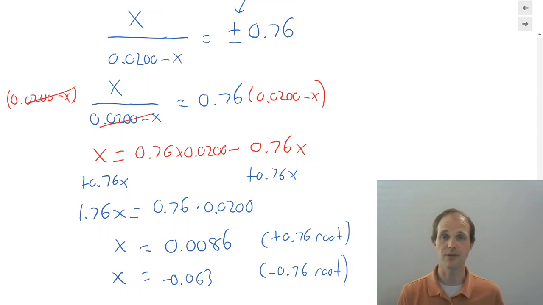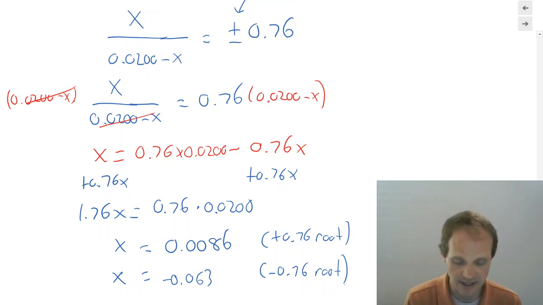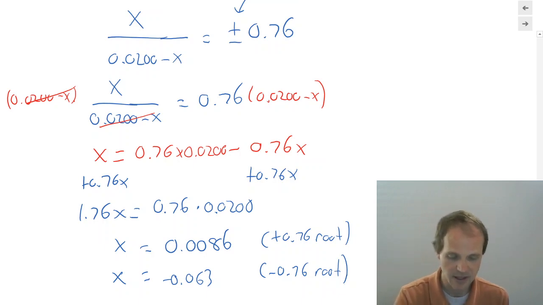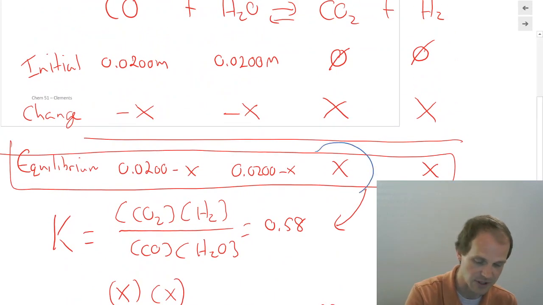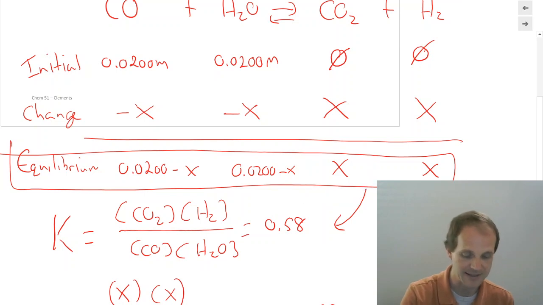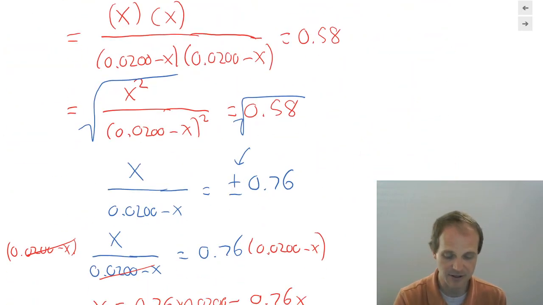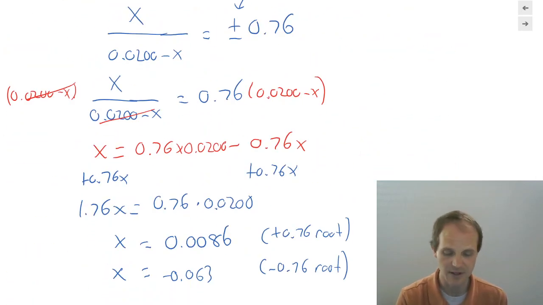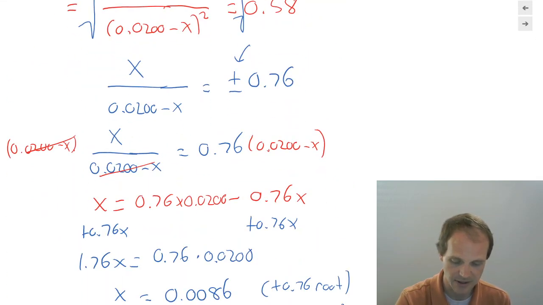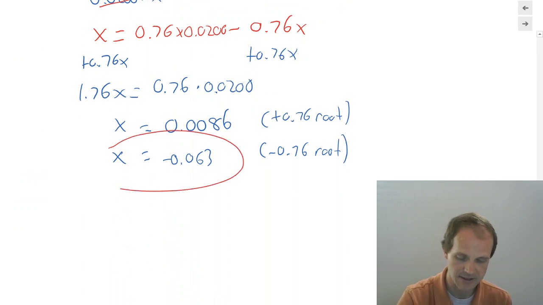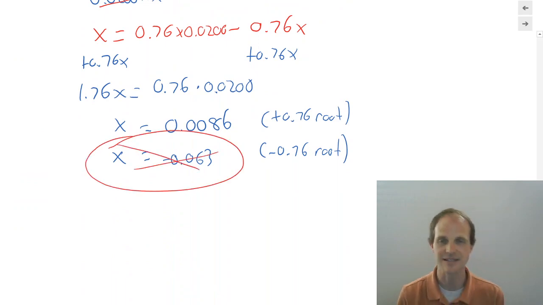We have to consider both of those and figure out if there's a way of eliminating one as a possible answer. And there is in this case, because we know from our table way up here that at equilibrium we should have a concentration of x of CO2. And if we have x CO2, x better darn well be positive, because negative concentrations are not possible. Therefore, we can actually eliminate this second root because it doesn't make sense. It's a negative concentration. We can't have a negative concentration in equilibrium.